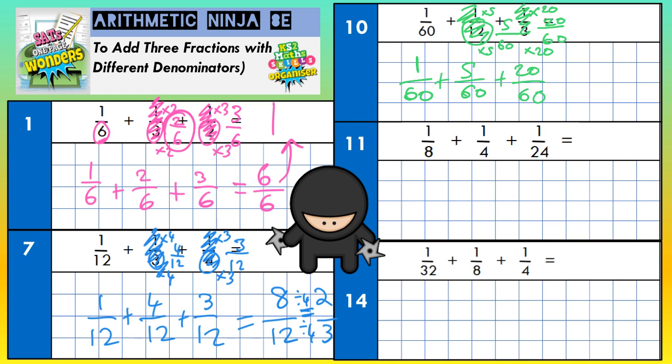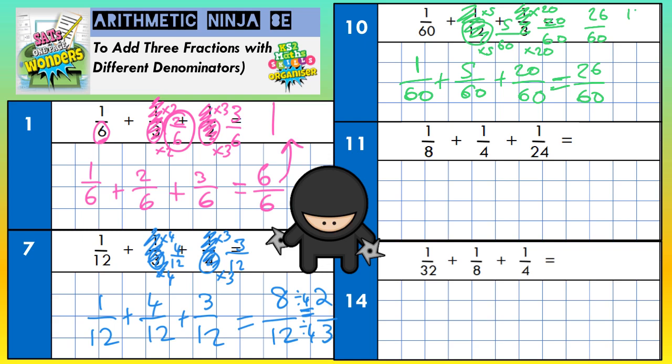1/60th plus 5/60ths plus 20/60ths is like saying 1 banana plus 5 bananas plus 20 bananas. That would be 1 plus 5 plus 20, so that would be 26 bananas. So in this one, we're talking about 26/60ths, because 60ths is the unit. So your final answer, 26/60ths, or if you were to simplify that, you could half both of these numbers.